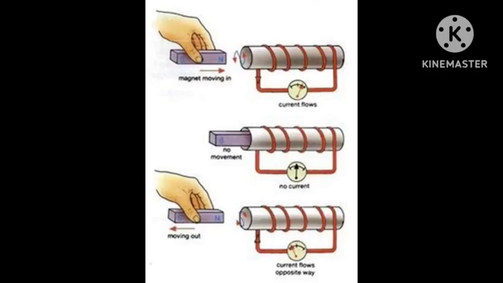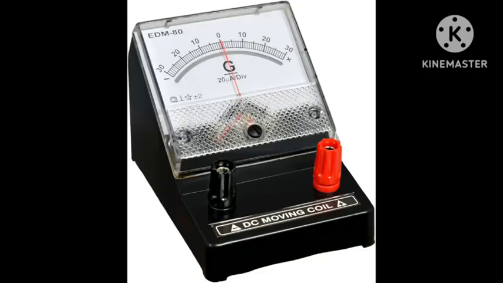A galvanometer is an instrument that can detect the presence of a current in a circuit. The pointer remains at 0, the center of the scale, for zero current flowing through it. It can deflect either to the left or to the right of the 0 mark depending on the direction of current.